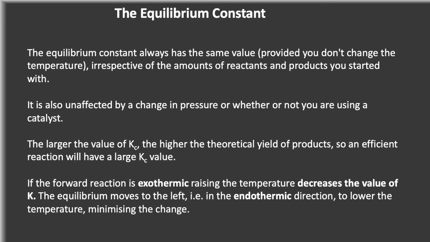So important things to note about Kc: it's always got the same value as long as we don't change the temperature. It doesn't matter the amounts of reactants or products we started with, Kc will always be the same numerical value. It doesn't matter if we affect the pressure or if we add a catalyst. Kc is only affected by a change in temperature. The larger the value of Kc, the higher the yield of products. And if the forward reaction is exothermic, raising the temperature will decrease the value of Kc because the equilibrium will move to the left in the endothermic direction to lower the temperature.